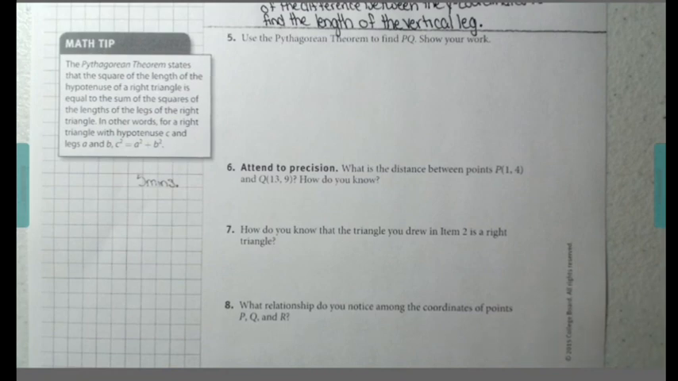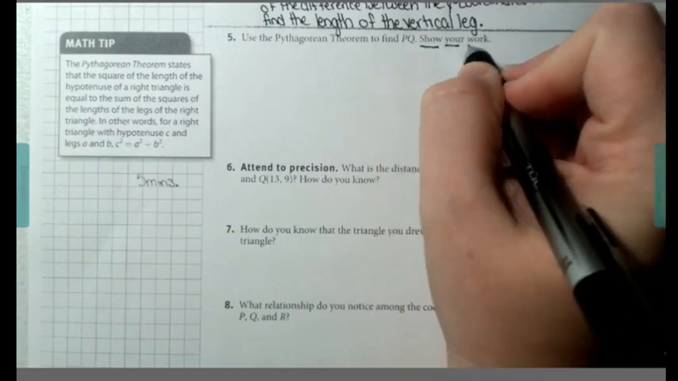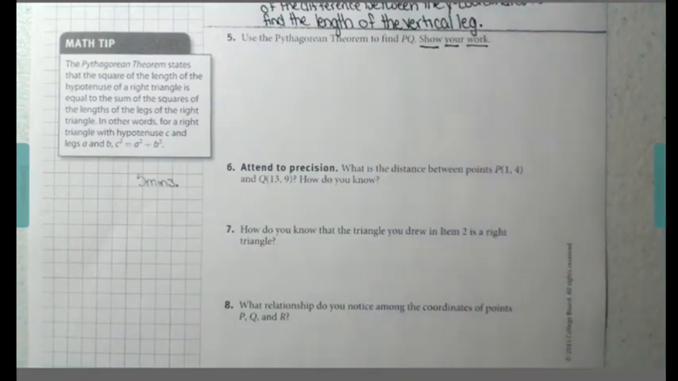But let's look at what we're supposed to be doing here. Number 5 says, use the Pythagorean theorem to find PQ and show your work. Love this part. Show your work. Doesn't do any good if you just give me the answer. Number 6, attend to precision. What's the distance between points P, 1, 4, and Q, 13, 9, and how do you know?